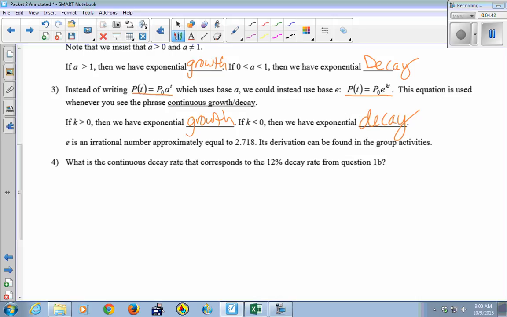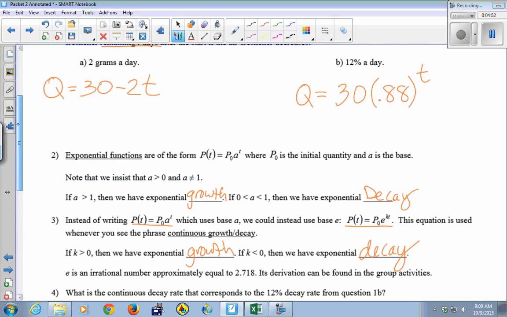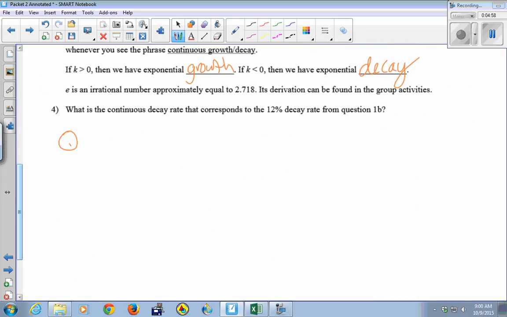Okay, so I would like to figure out the continuous decay rate that corresponds to the 12% daily decay rate from question 1B. Right, so we had a 12% decay rate up here for the air freshener. So my function was Q is 30 times 0.88 to the t. And I would like to write it as Q equals 30, because P naught is the same in either case, e to the kt. Just going to figure out what k is.